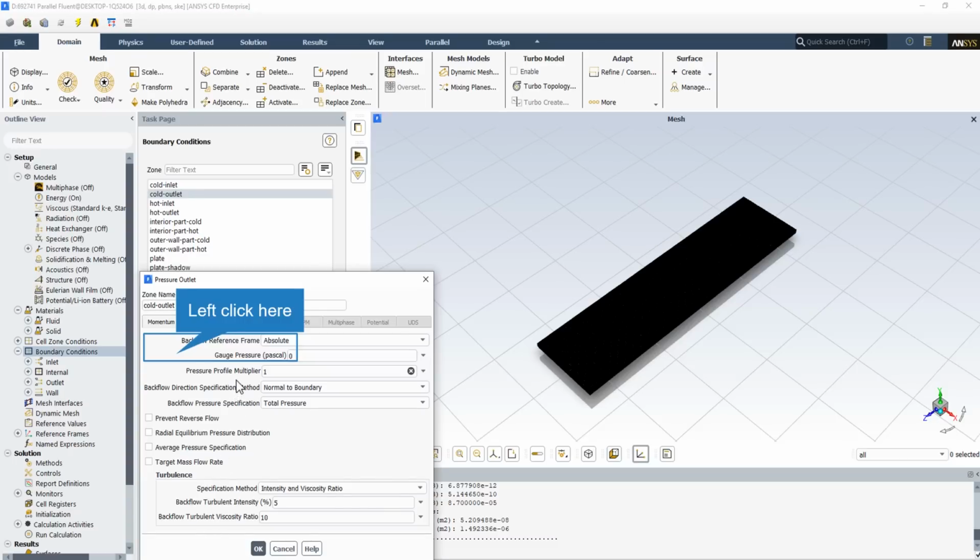Also, the pressure outlet boundary condition type is set and selected for both outlets of cold and hot. The outlet gauge pressure is assumed to be equal to 0. That means that it's atmospheric pressure.